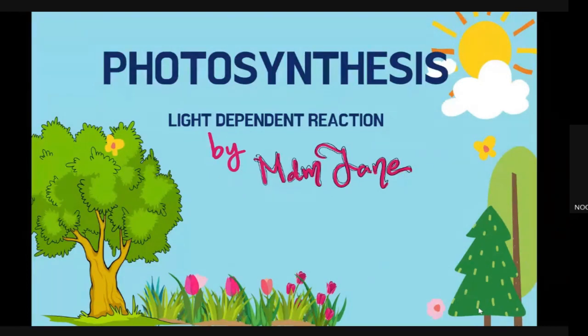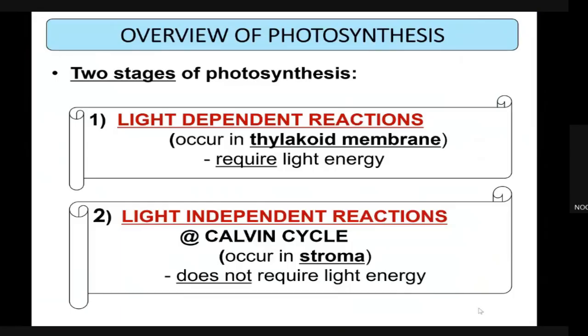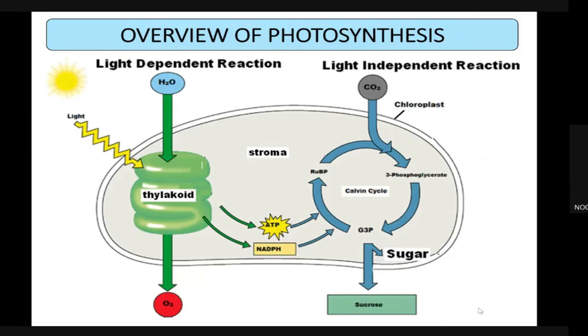This video is to explain about light-dependent reaction. Photosynthesis basically has two different reactions. There are two stages in photosynthesis: first, the light-dependent reaction, which requires light energy, and the second one is the light-independent reaction, which does not require light energy. Light-dependent reaction occurs in the thylakoid membrane, while light-independent reaction occurs in the stroma of the chloroplast.